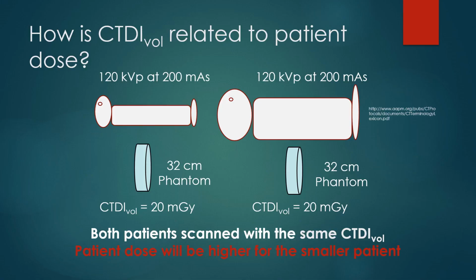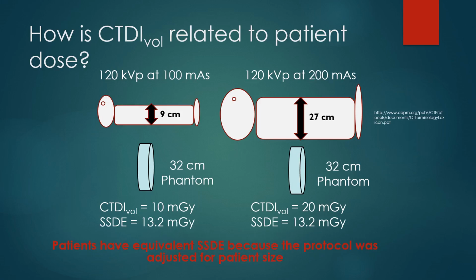In this example, 2 patients are scanned with the same technique and the unit displays the same CTDI-VOL for both patients. However, if patient dose was calculated for both, the dose of the smaller patient would be higher. This example includes a comparison of a smaller and a larger patient. Both patients receive the same size-specific dose estimate. However, the technique of the smaller patient is half the larger patient.